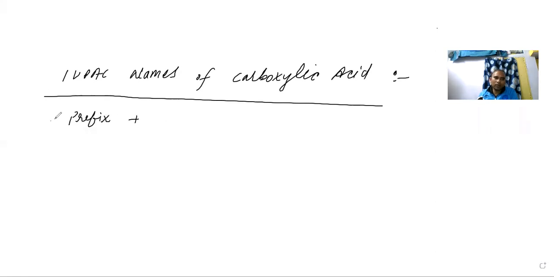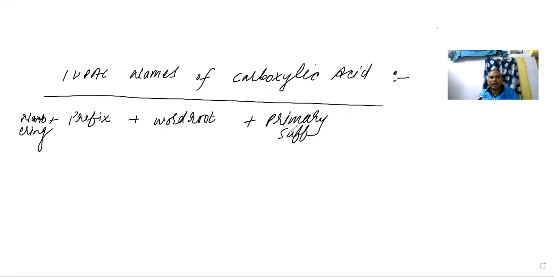Then we have to do numbering. This is the numbering, then prefix. Then it is going to be the word root. Then this is going to be the primary suffix. And lastly, we have to write the secondary suffix.